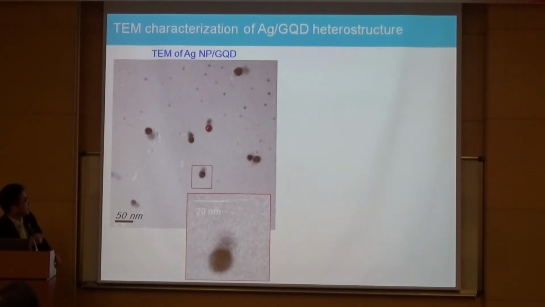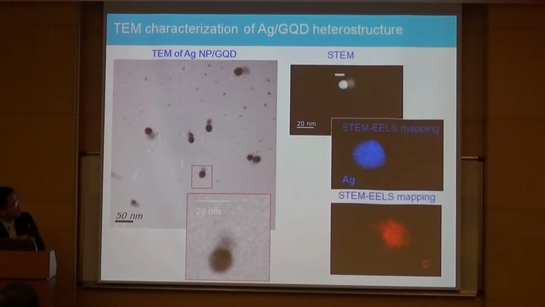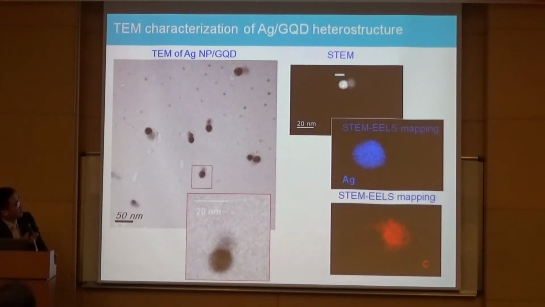As you can see here, we were so surprised to see a jumbo structure like this. If we do STEM EDS mapping, you can see here the bright is silver according to the mapping, and the darker one is carbon according to the STEM EDS mapping. So this proves that using microplasma twice or even more, you can do more complex material design and synthesis.